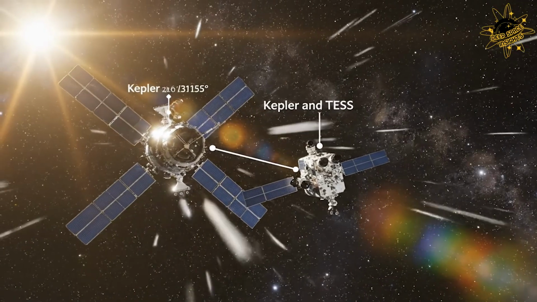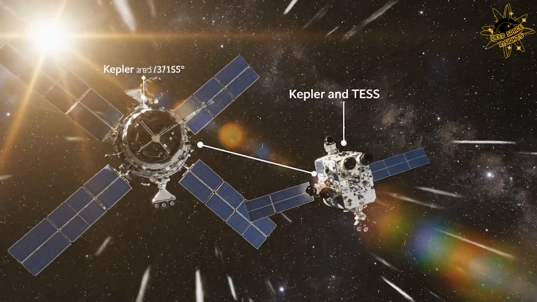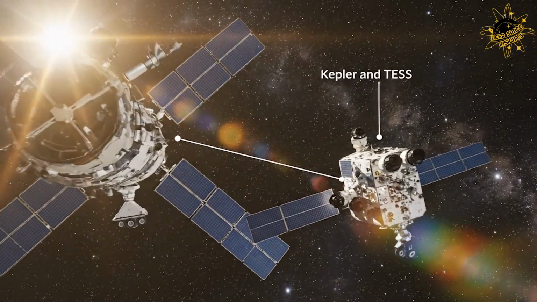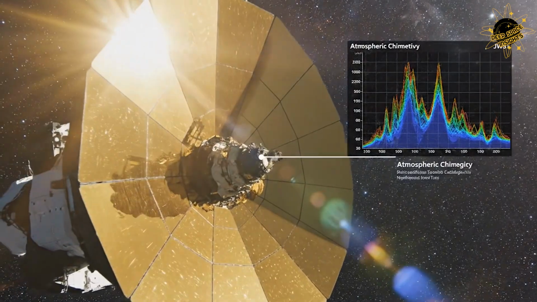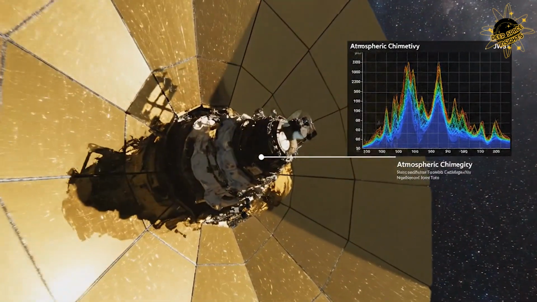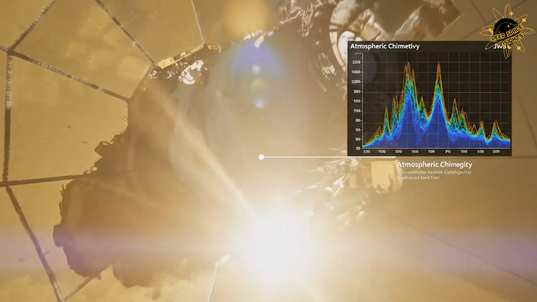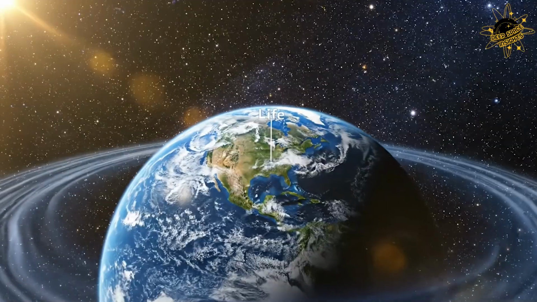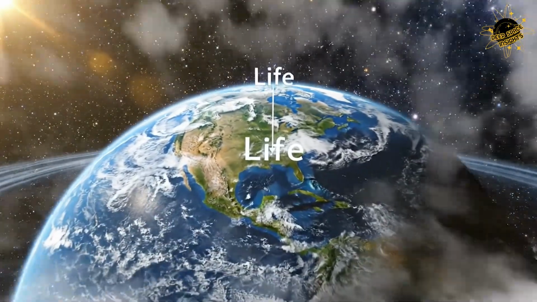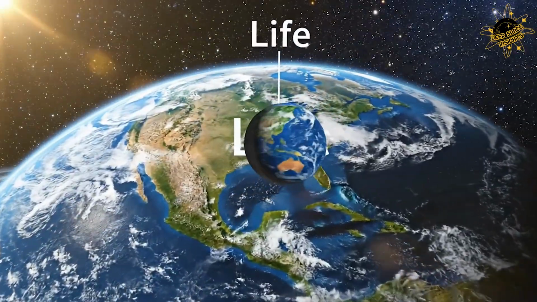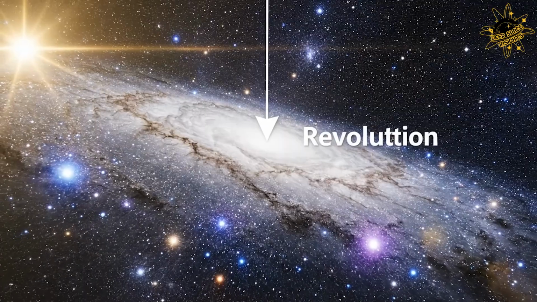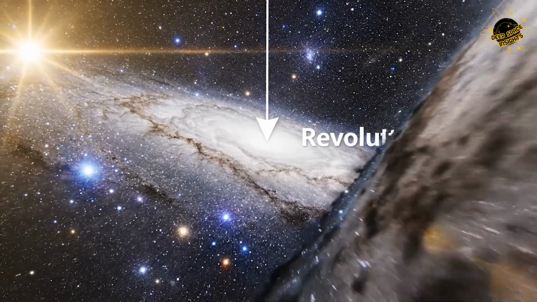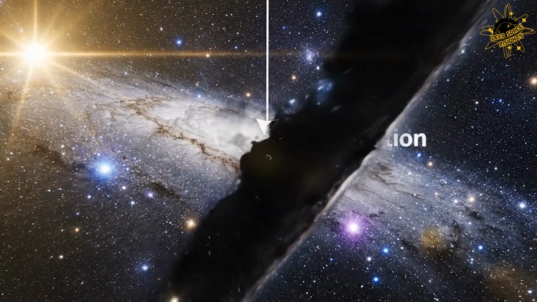The Kepler and TESS missions have proven that the universe is teeming with diverse exoplanets. Webb is now taking the next step, analyzing the chemical composition of their thin atmospheres. The goal is to find one world that is truly similar to Earth, one that harbors life. The techniques are simple, yet the result is a revolution in how we see our place in the galaxy.